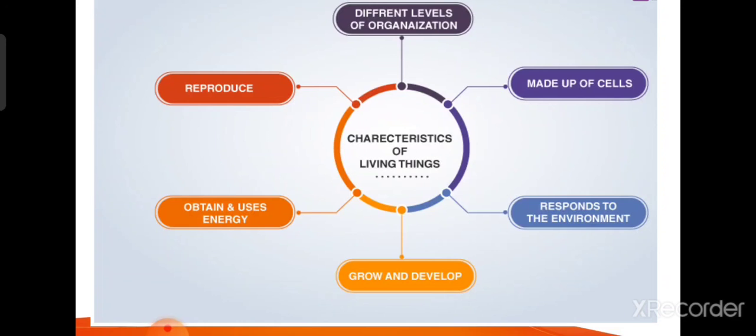So finally, we should keep in mind: eat, move, grow, reproduce. 4 points you should keep in your mind. What are they? The 4 things: eat, move, grow, reproduce. So if all these are done, it is a living thing. If these 4 are not done, it is a non-living thing.